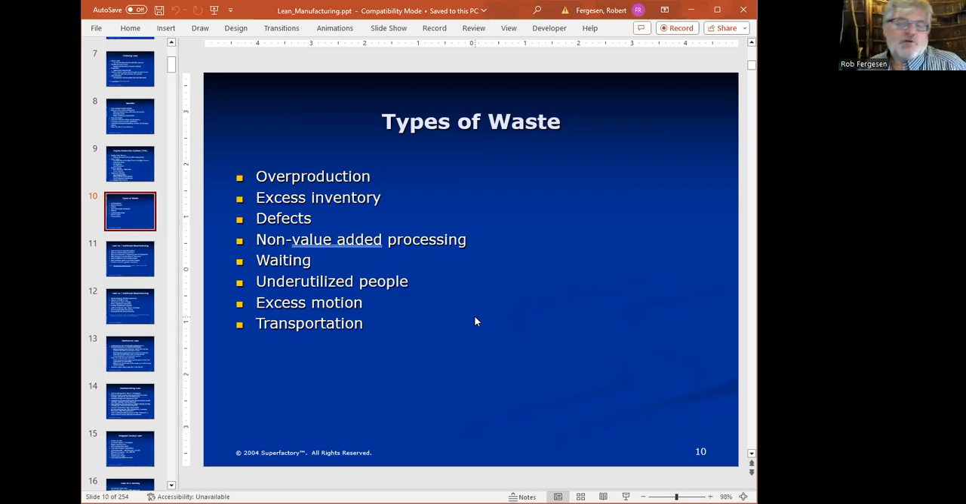So now we're going to start diving into some of the details. We've talked about the big fluffy overview. Let's talk about some of these details. Waste. Waste falls into a lot of categories. We're not just talking about, whoops, I made a mistake, I got to throw the part away. That's called a defect. You might have waste that could be excess inventory.